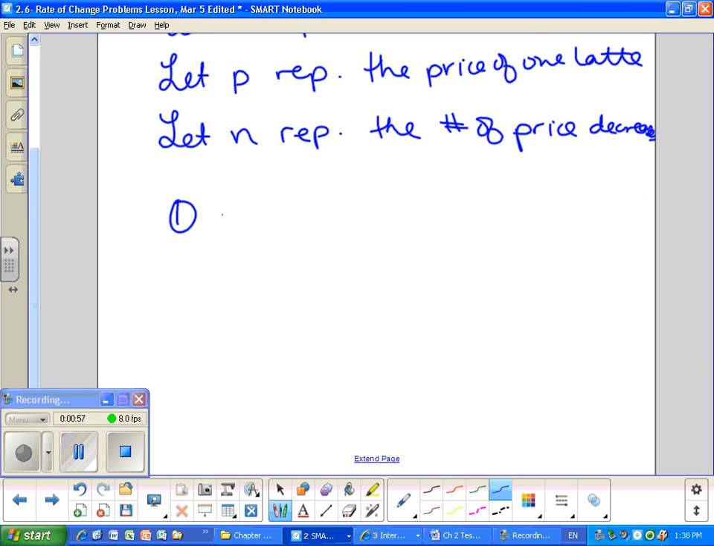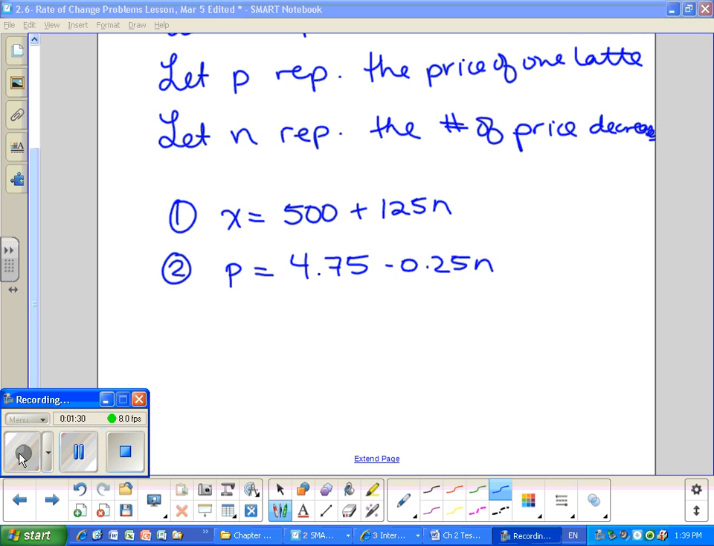So our first equation, let's figure out what does X equal. X is the number of items. What equation can we use for that? Depending on the number of price decreases we do, we sell 500. And then what do we sell, depending on the number of decreases? Okay, but are we good? So plus 125N. And then we can get another equation. P, the price. What do we know about the price?